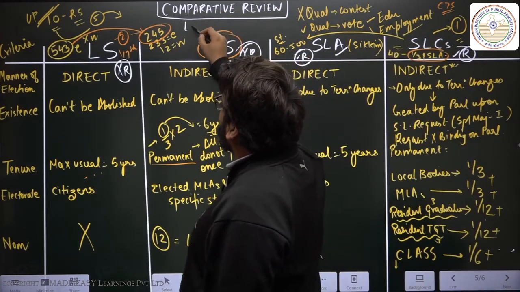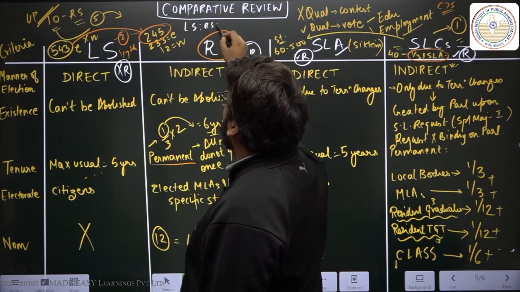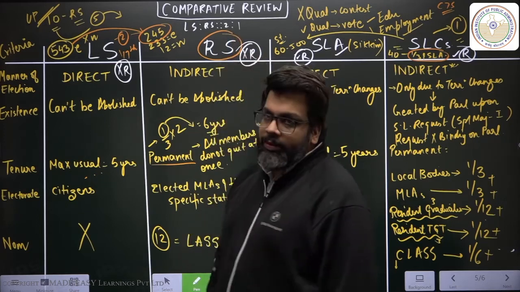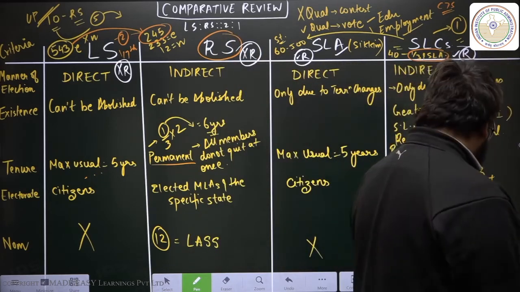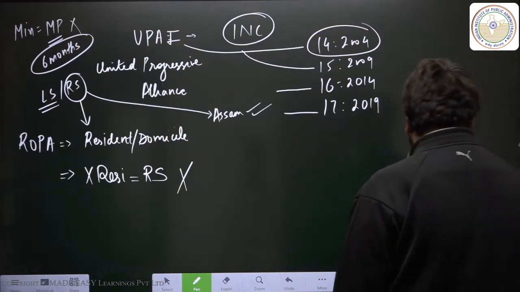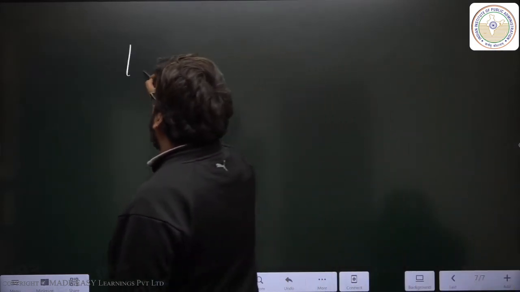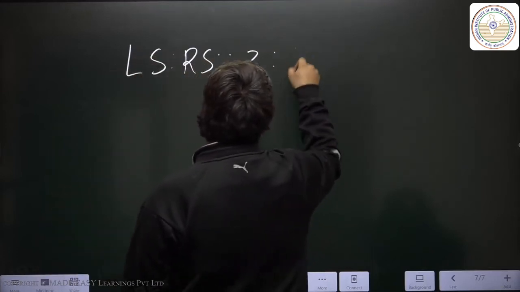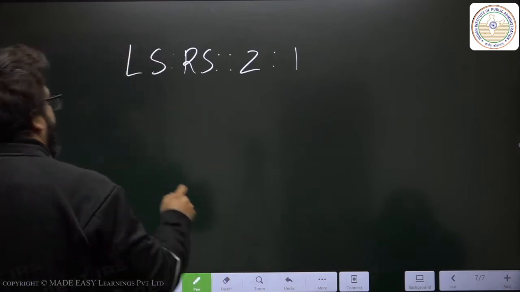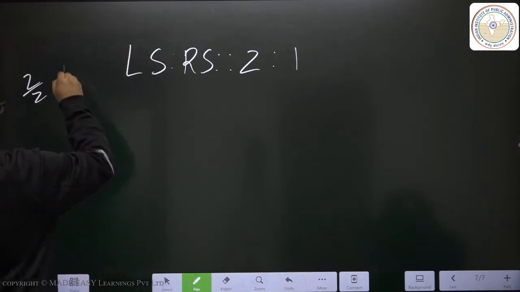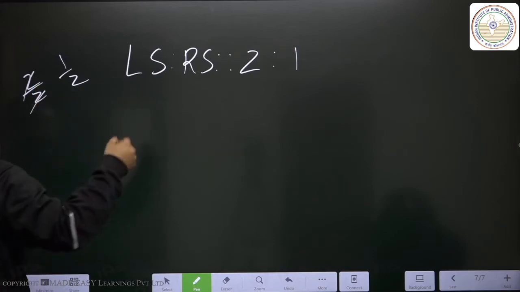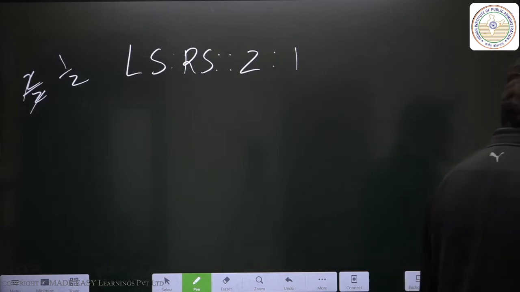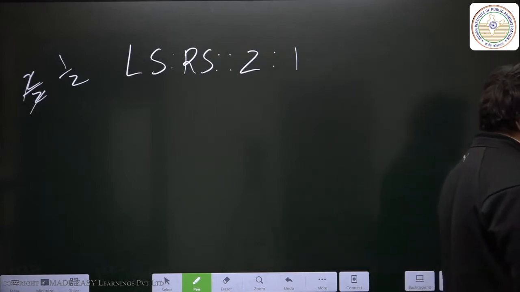So, Lok Sabha to Rajya Sabha is 2:1, right? Does everybody agree with this? Lok Sabha to Rajya Sabha is approximately 2:1. ओ CSAT वाले बच्चों, 2:1 मतलब 2/2, 1/2. So this actually is how, that is why we write 2:1, not 1:2. Yes? Is this correct?